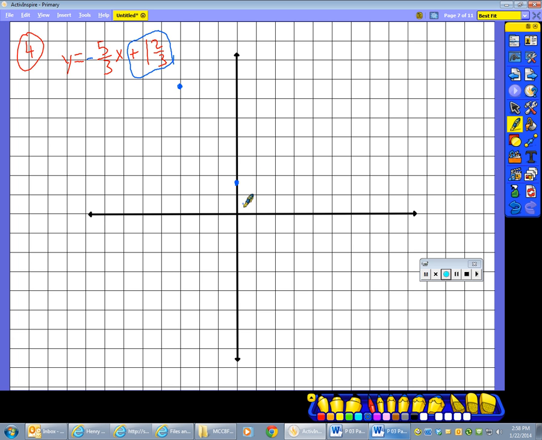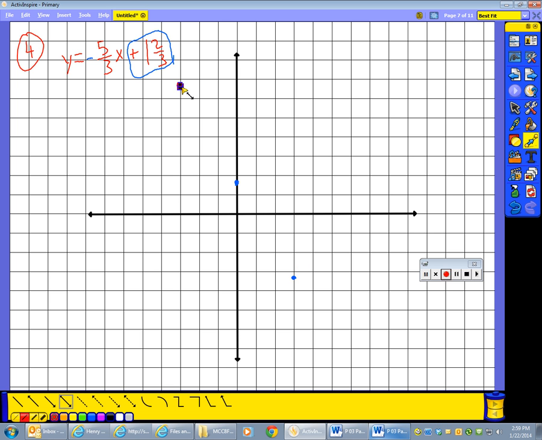And then I'm going to do the same thing down in this direction. So I'm going to rise down 5. So I'm going to rise once, twice, 3 times, 4 times, 5 times, and I'm going to run over 3 places. Once, twice, 3 places. I'm going to put a point there, and then I'm going to connect my points as best as I can.